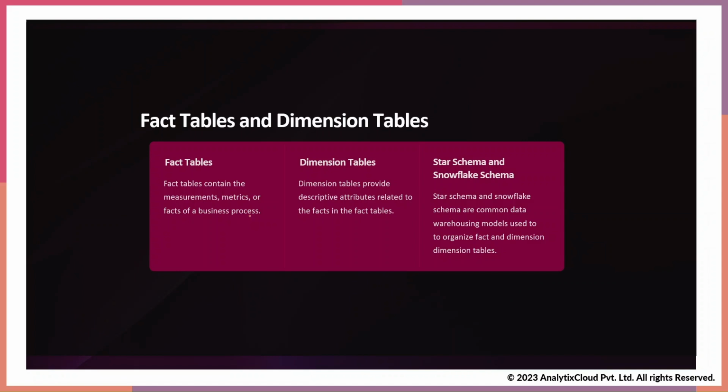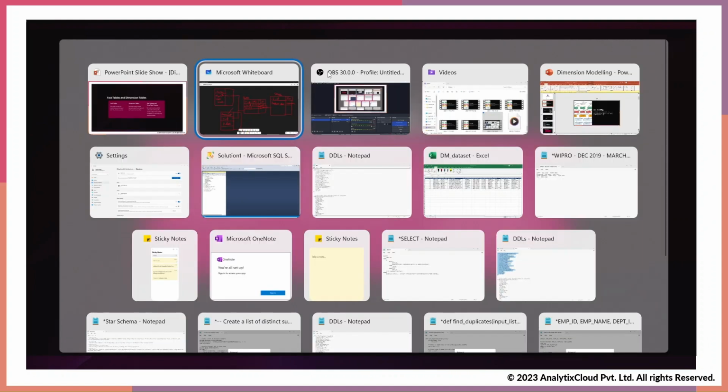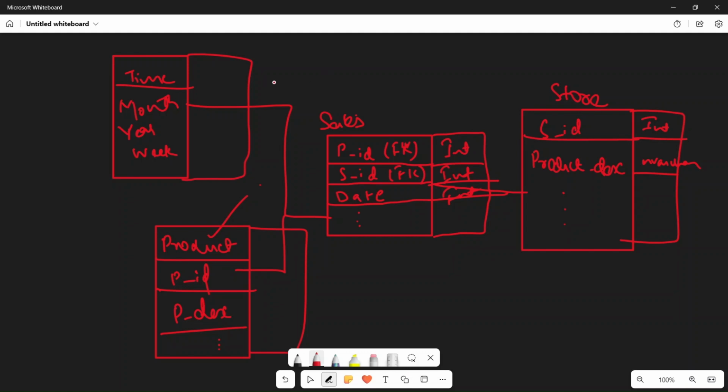Okay, similarly a dimension table is basically a table that provides descriptive attributes related to the fact in the fact table. So let me give you an example. In the same example, we have a sales table having product ID, store ID, some date, and amount, meaning for what amount this product is sold.